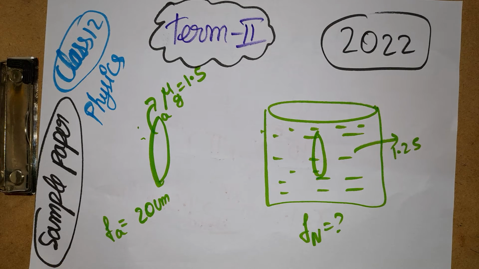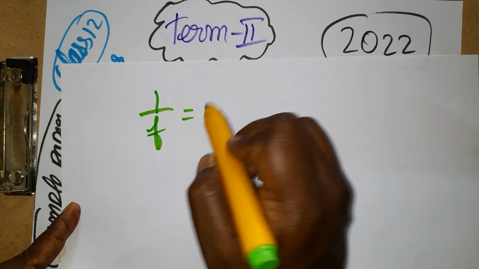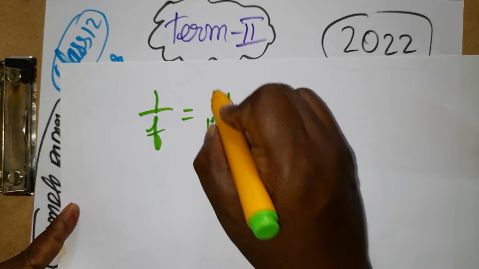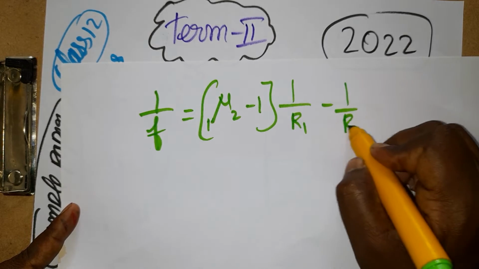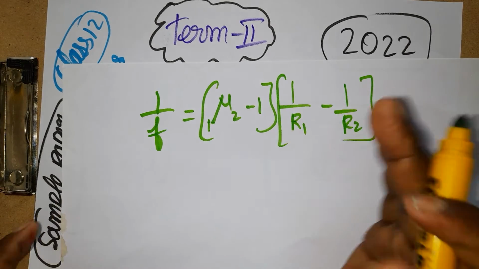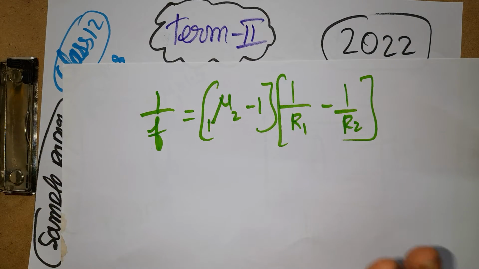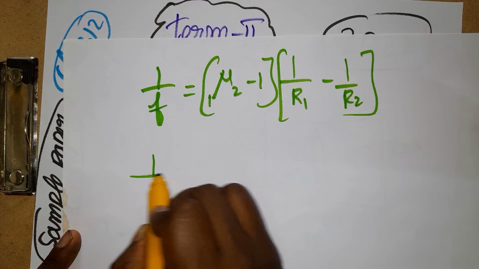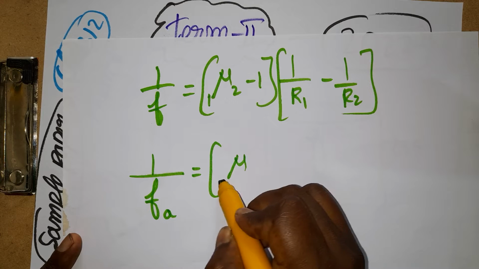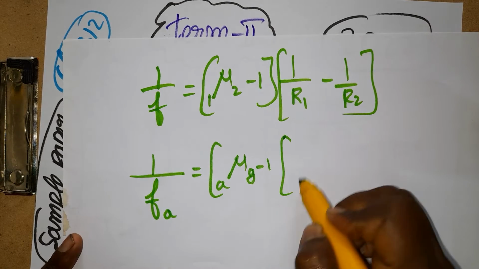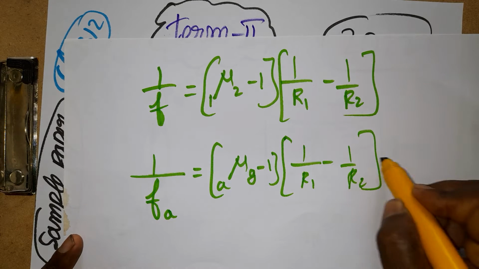Now we have to use the lens maker formula: 1 by f is equal to (refractive index of the first medium to the second medium minus 1) into (1 by R1 minus 1 by R2). This is the lens maker formula, commonly used for lenses. First situation: 1 divided by the focal length in air, 20 centimeter, equals (refractive index of air to glass minus 1) into (1 divided by R1 minus 1 divided by R2). This is equation 1.